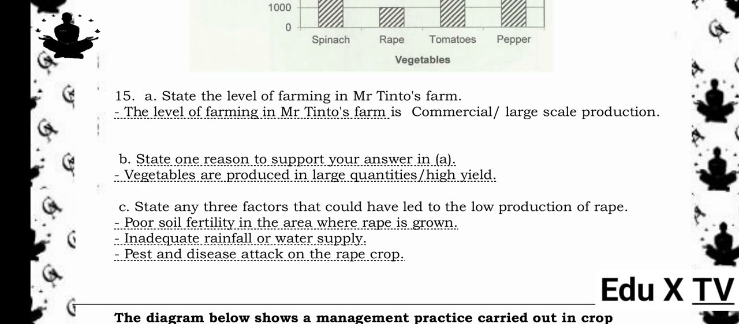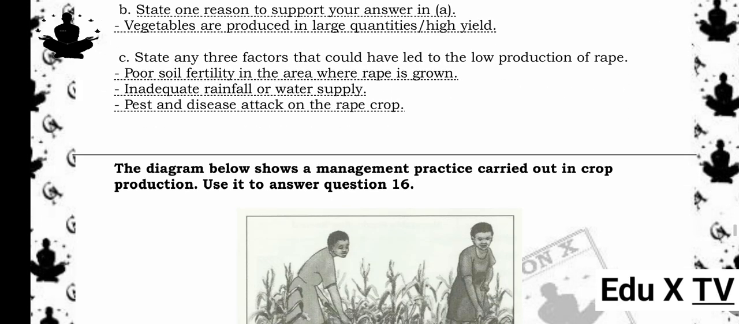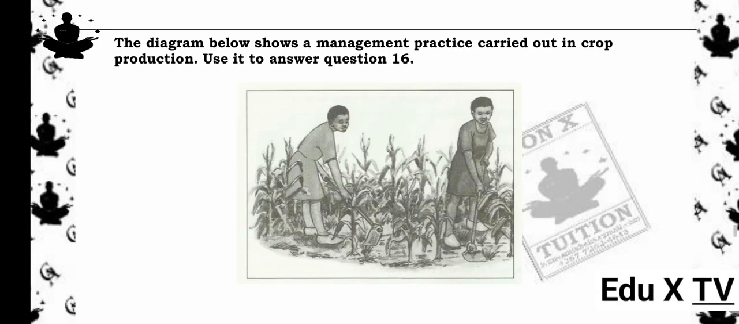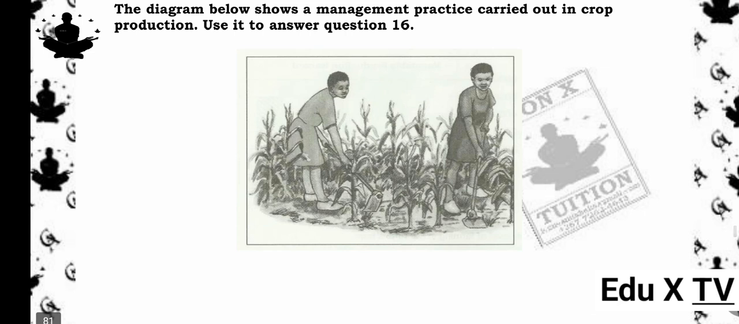C. State any 3 factors that could have led to the low production of rape. Poor soil fertility in the area where rape is grown. Inadequate rainfall or water supply. Pest and disease attack on the rape crop. The diagram below shows a management practice carried out in crop production. Use it to answer question 16.